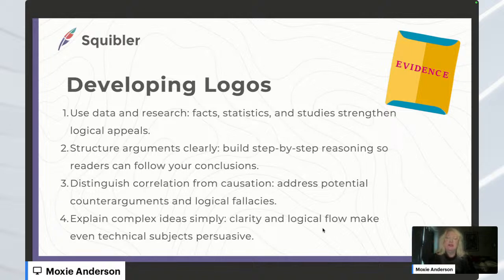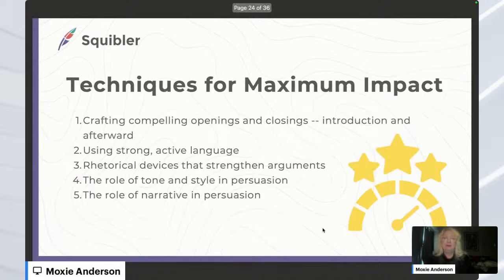You want to make sure that you distinguish correlation from causation. Look at potential counter arguments and logical fallacies that might influence or harm your argument. Also, very important is explain complex ideas simply. Clarity and logical flow are going to make technical subjects persuasive. They'll make your writing more engaging, and you'll pull your reader in as well.